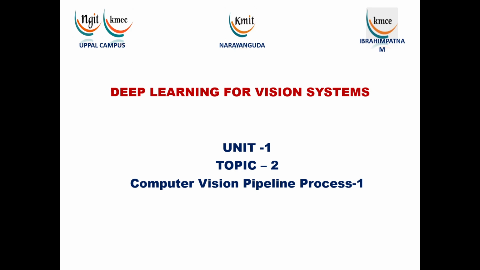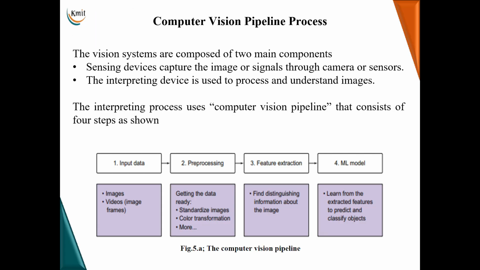Hello all. In today's session, we'll talk about the second topic of Unit 1, Computer Vision Pipeline Process. In the last session, we discussed the definition of computer vision as well as listed a few of its applications. So today we'll talk about the computer vision pipeline process. To analyze and process the image data, computer vision follows a few steps. Those steps are called the pipeline process.